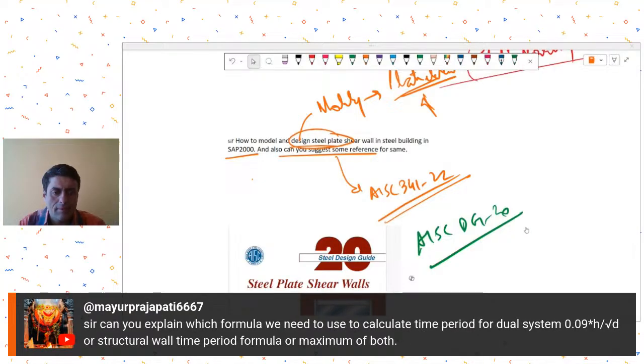Engineer Mayur Prajapat is asking, can you explain which formula we need to use to calculate time period for dual systems: 0.09h over root d, or the structural wall time period formula, or the maximum of both? Now the code is very clear in what needs to be done. If you read the provision, the code is quite clear.